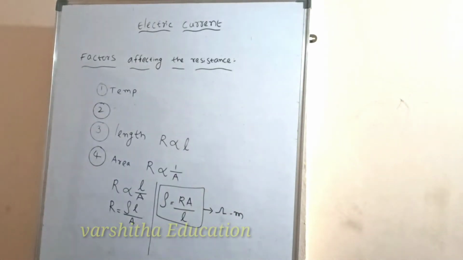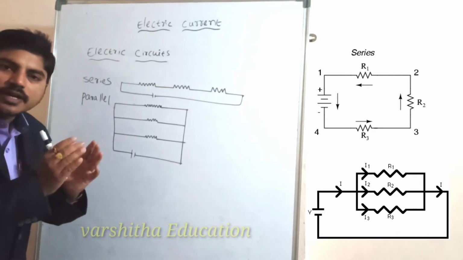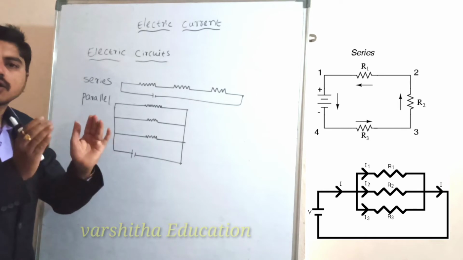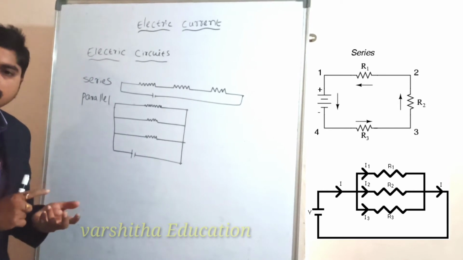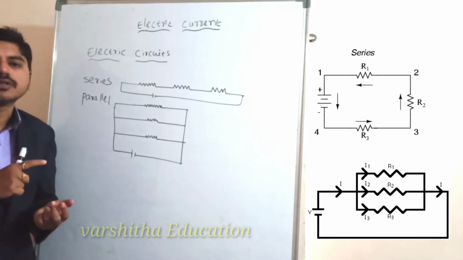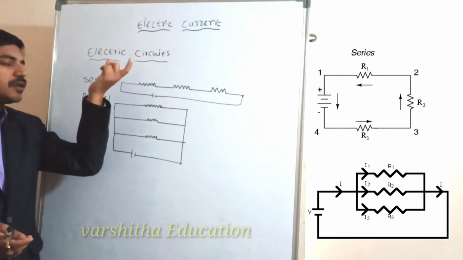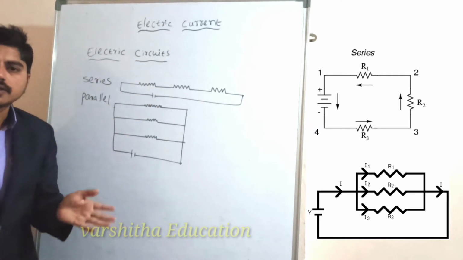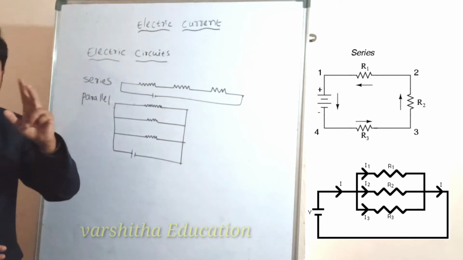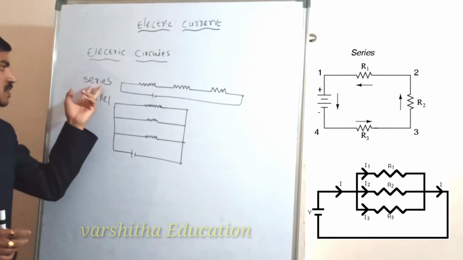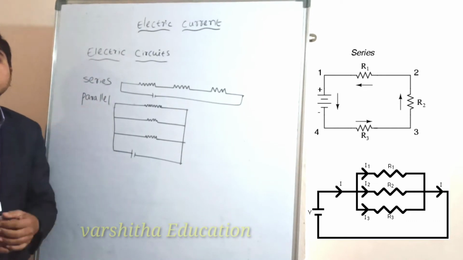Electric circuits are nothing but a battery connected in a closed path, a closed circuit. In a closed path, the battery as well as the resistance, or you can consider a bulb or anything, connected in a particular closed path, is called a circuit. We have two types of electric circuits. One is the series connection and the other is the parallel connection.